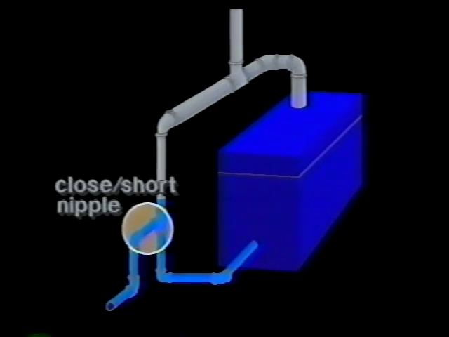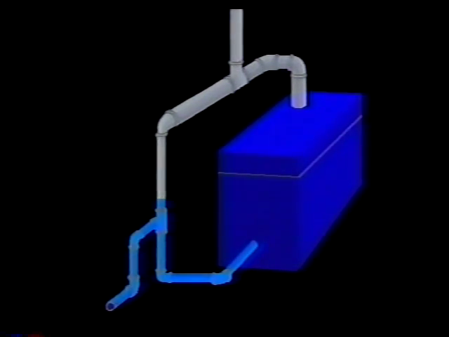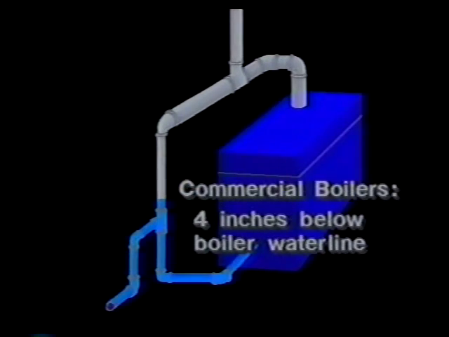When configuring a Hartford loop, it is essential to use a short or close nipple at the T connection to minimize water hammer. Also, the short nipple must be installed 2 inches below the boiler water line, or on larger commercial boilers, 4 inches below the boiler water line.